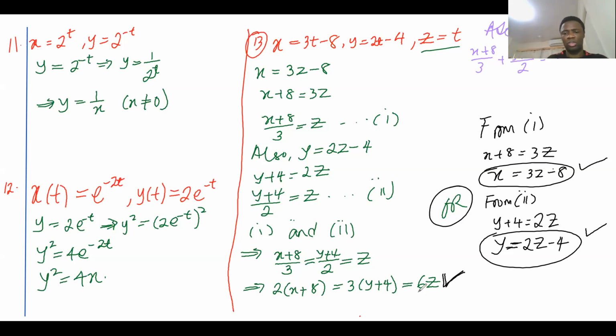In case we do not want it in this form, because we want to have it in the form of one equation in three variables, whereas this is 2 equations in 3 variables, we can now multiply through by 6. So you get 2(x + 8) + 3(y + 4) = 12z. Then you have to simplify. Open the bracket, you have 2x + 16 + 3y + 12 = 12z.